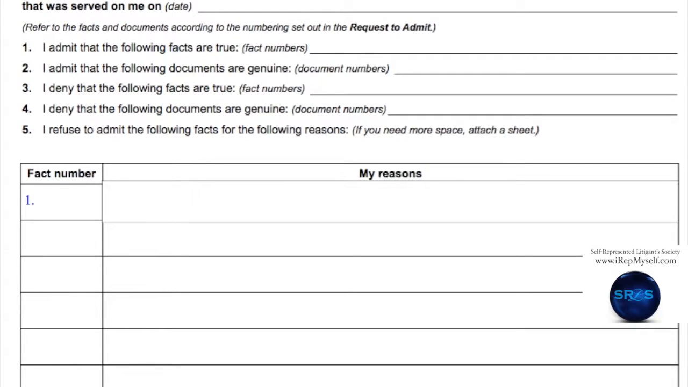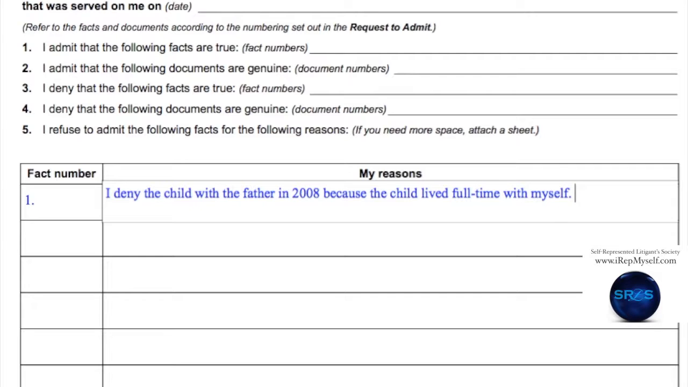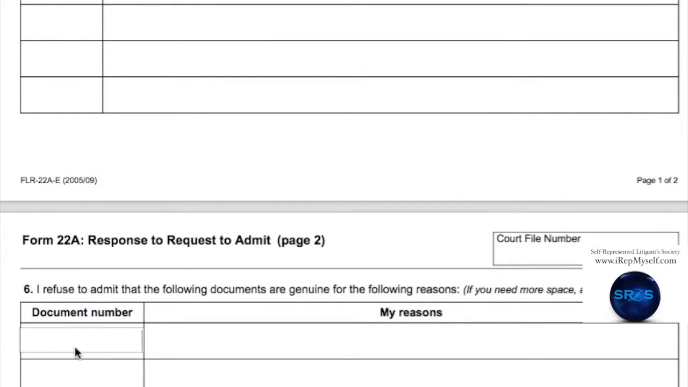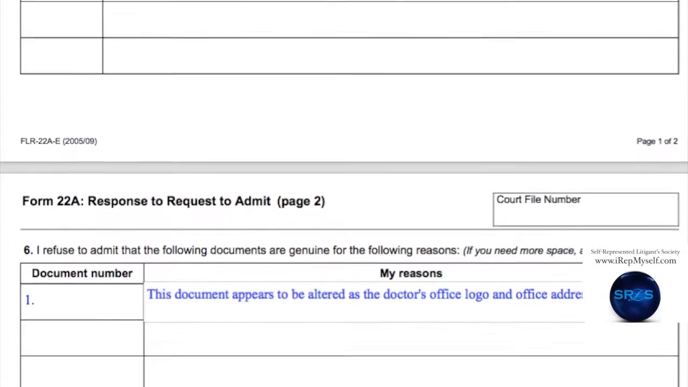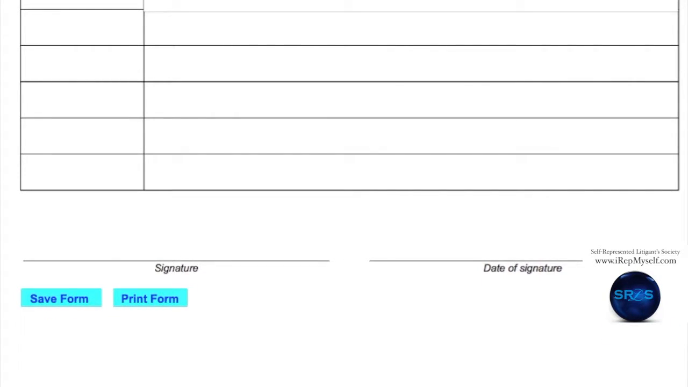So I'm going to respond now to the other side, to Mr. Smith. I'm going to deny that the child lived with the father in 2008 because the child lived full-time with myself. And I am only filling out these spaces. The document appears to be altered as the doctor's office logo and address are missing. So there has to be genuine reasons for you to deny the genuineness of a document. And you have to essentially state the reasons.